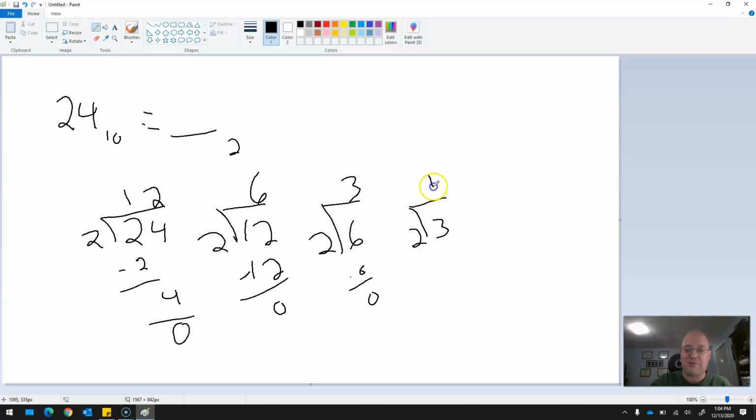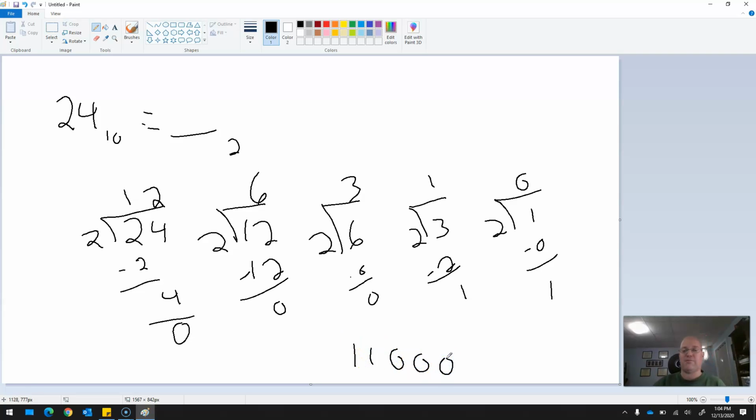3 divided by 2, oh, here we go. Here's a remainder. So you get a remainder of 1. And then finally, 1 divided by 2 goes in 0 times. So there's where we stop, but we finish off the problem. You get a remainder of 1. So your answer is 1, 1, 0, 0, 0.